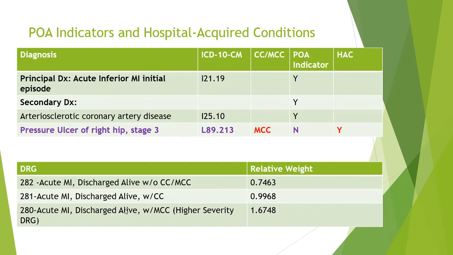But you're not eligible as a hospital for that higher severity DRG because it was a hospital acquired condition. It's important that the correct POA indicator is assigned with each diagnosis when the patient comes into the hospital, and those hospital acquired conditions are identified, and look how it impacts the DRG.